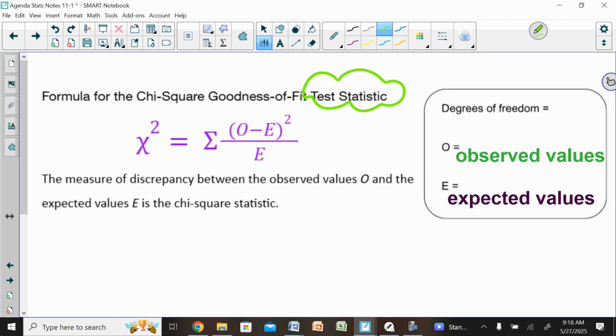Degrees of freedom in this case are the number of categories minus 1. So we're not going back to n minus 1, we're doing the number of categories. For the truck colors that we just did, we said we split 7 categories equally. So that means our degrees of freedom for the trucks would be 7 minus 1, 7 categories minus the 1. All right, so the measure of discrepancy between the observed values O and the expected values E is our chi-square test statistic. So we want to know how much of a difference makes sense.